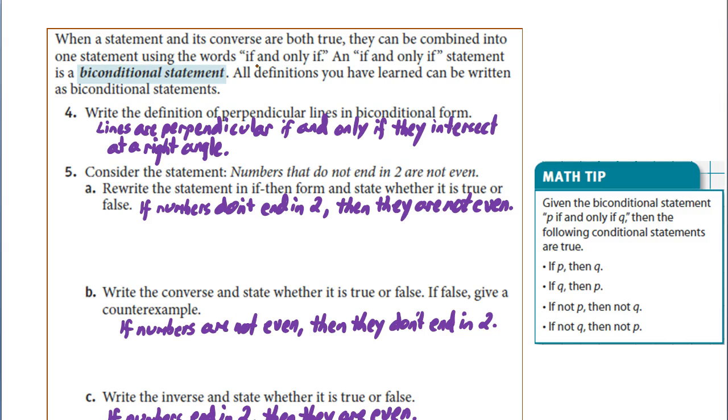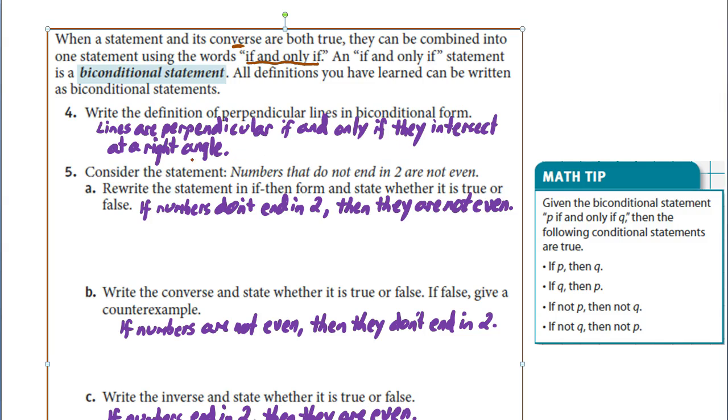When a statement and its converse are both true, they can be combined into one statement using the words if and only if in the middle of the sentence. An if and only if statement is called a biconditional statement. And all definitions that we've learned could be written as biconditional statements. Number 4, write the definition of perpendicular lines in biconditional form. So in the middle of our sentence, we need to have the phrase if and only if. It might look like this. Lines are perpendicular if and only if they intersect at a right angle.